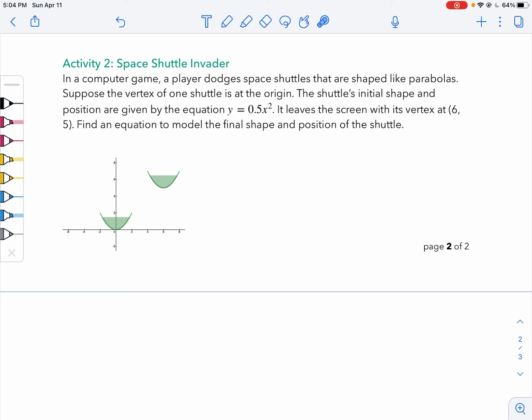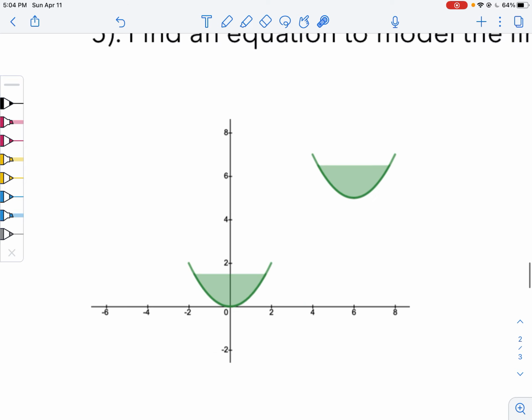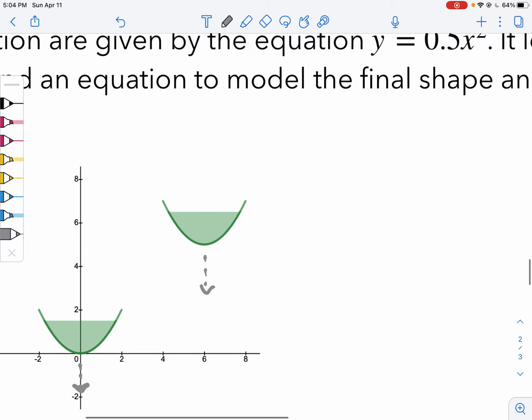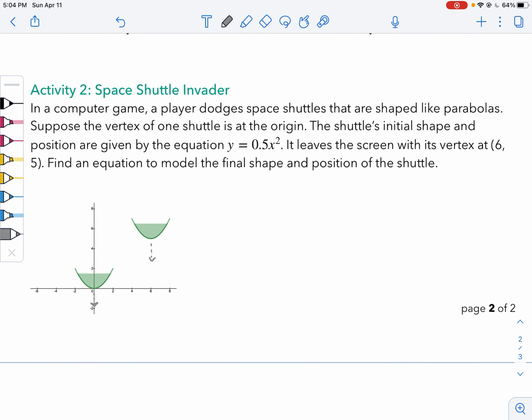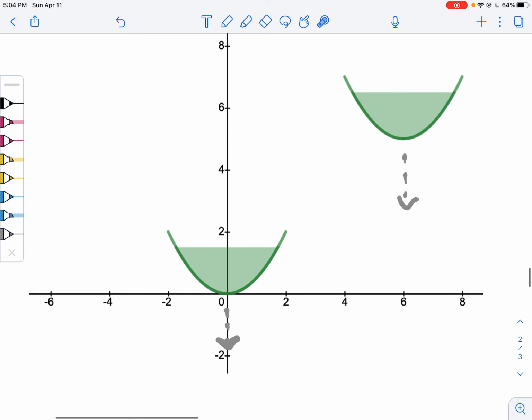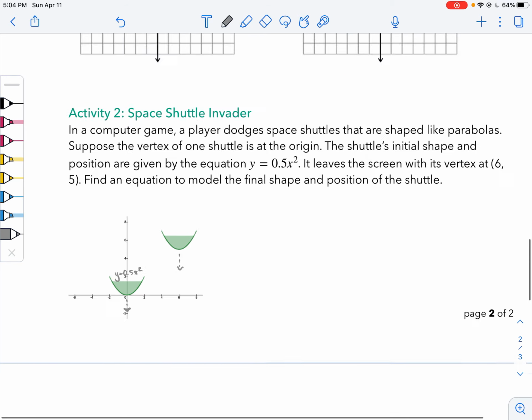Alrighty, for our last example, in a computer game, a player dodges the space shuttles that are shaped like parabolas. Look at those cool space shuttles. They're probably shooting lasers and stuff. Pew, pew, pew. Okay, anyway. The vertex of just one shuttle is at the origin. The shuttle's initial shape and position are given by the equation y equals 0.5x squared. That means this original guy is y equals 0.5x squared. That's how you design that space shuttle.